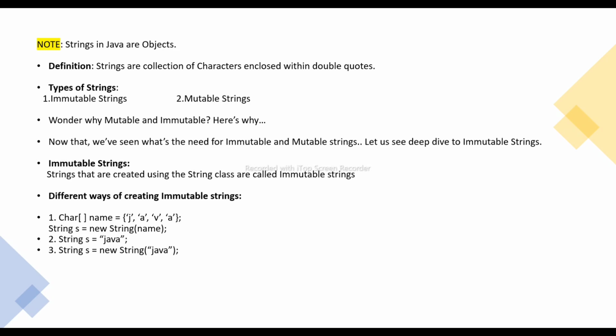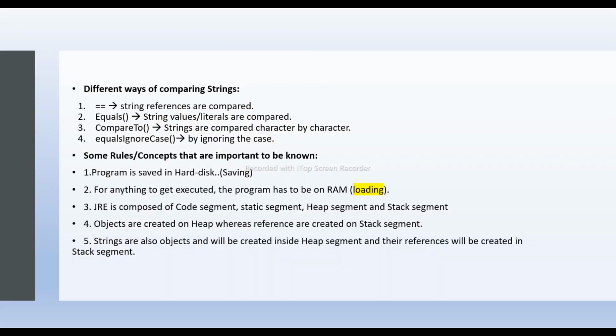So let us get into the next slide. There are different types of comparing strings. How we will compare, what is the necessity of comparing, all that we will see in the implementation part. Now, if you compare two strings with the help of double equals, their references will be compared, but not the object literals.